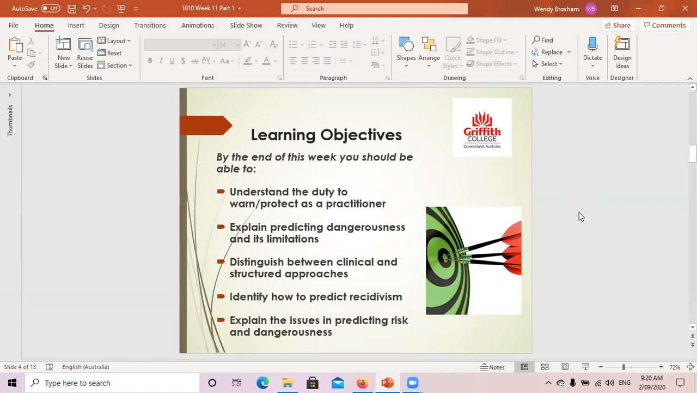We're going to explain predicting dangerousness and its limitations, because it really is not an accurate art trying to predict how dangerous a person will be. We're going to distinguish between clinical and structured approaches and identify how to predict recidivism. So look at some of the different statistical methods that are used and explain the issues in predicting risk and dangerousness.